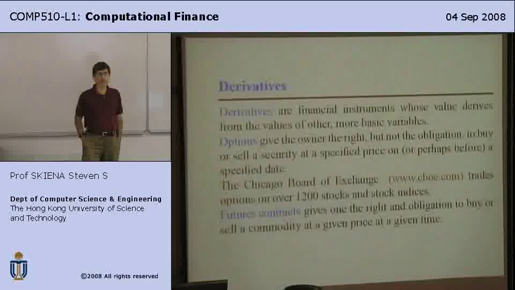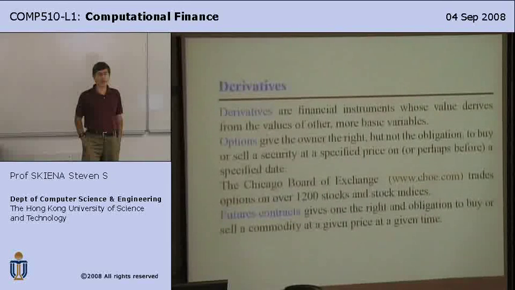Okay. So derivatives are another class of financial instruments that are more complicated than what we've talked about before. We've talked about bonds, currency futures, currency transactions, and stocks. Derivatives are financial instruments whose value derives from other values. The classic derivatives that people talk about are options and futures, but mostly options. Let's talk about options.